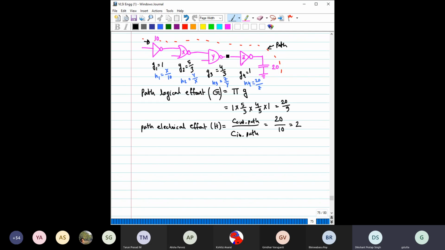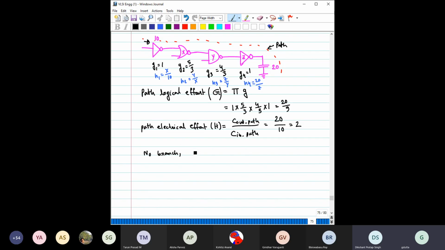And you can see here there is no branch. The concept of branching we discussed briefly last class: there can be one more line here, with one more NAND gate or any other gate attached. So that path is not there, because it has no branch.